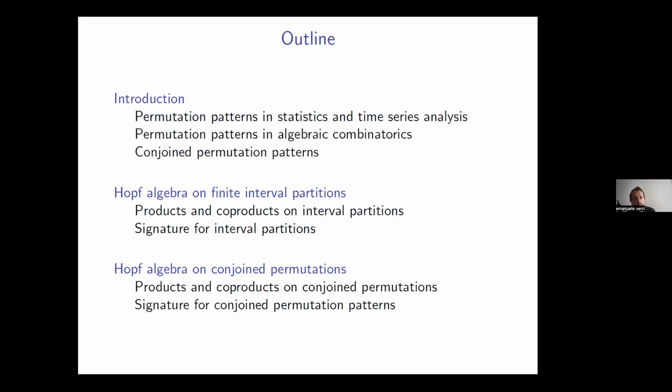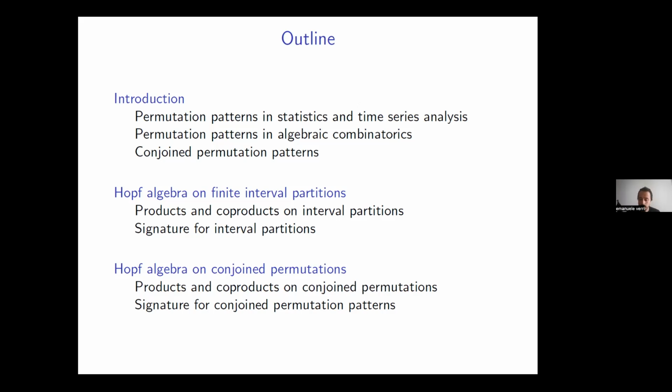So the departure point was permutation patterns, which play a big role in discrete mathematics. At the beginning of my talk, I will be talking about them in general, showing some examples, and also talking about the specific patterns, which we call conjoined permutation patterns. Then I will be speaking about two new Hopf algebras that we introduced in order to index this type of patterns.